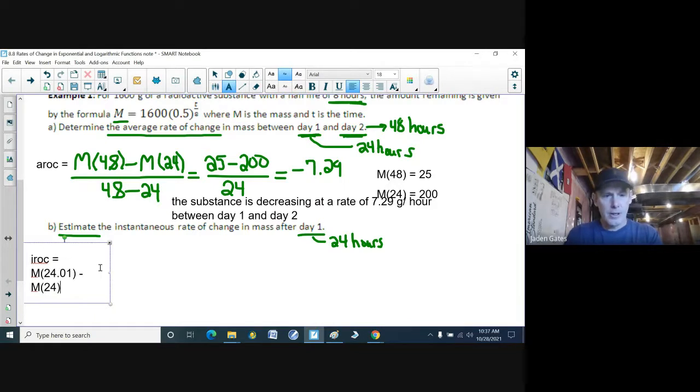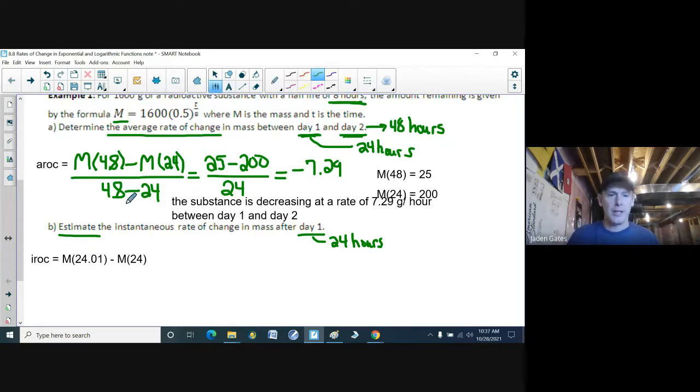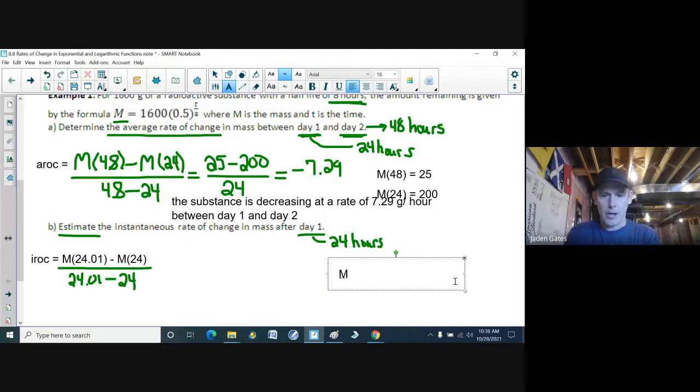And again, this is where we're combining our two formulas that we had before, where our limit, instead of an h value of 0, we'll just put in a 0.01 because we're estimating. All right. And again, we're going to divide it by 24.01 subtract 24. So again, we're combining our two formulas, but we're finding the instantaneous rate of change. Now, I already found m at 24, just up there, and that was 200. Okay, now I also have to find m of 24.01.